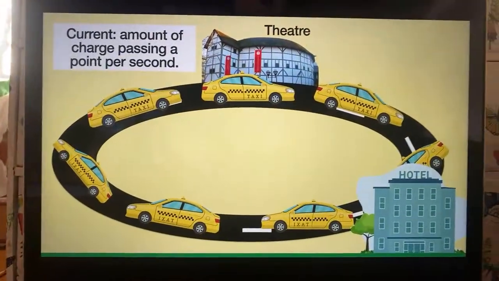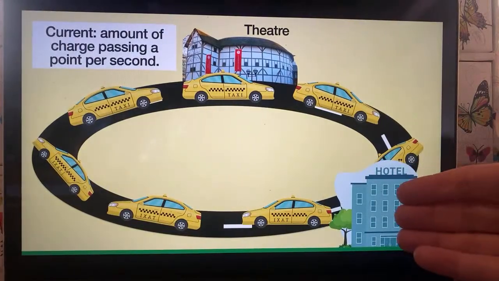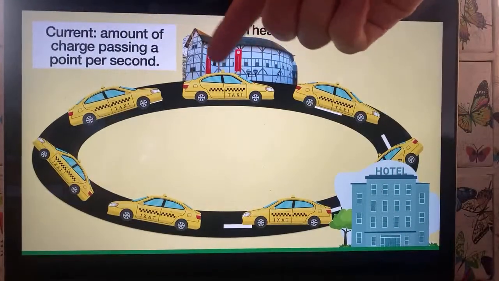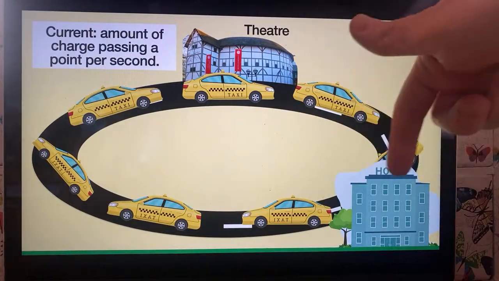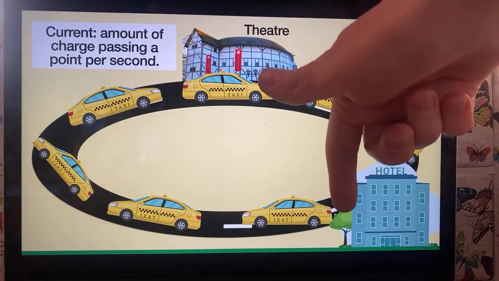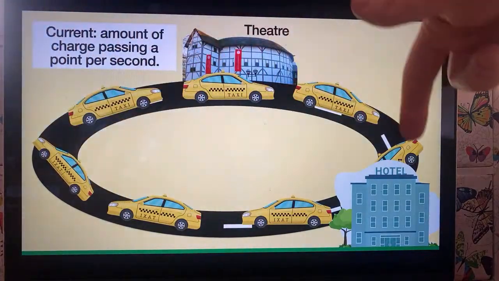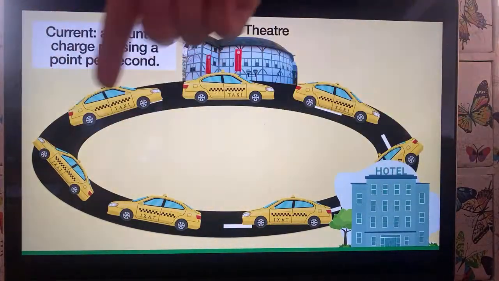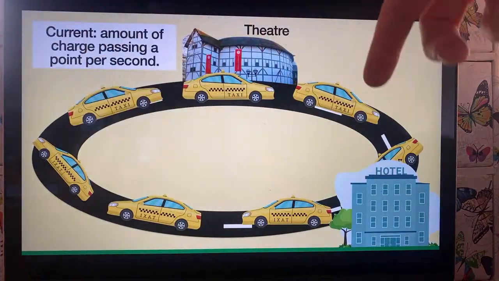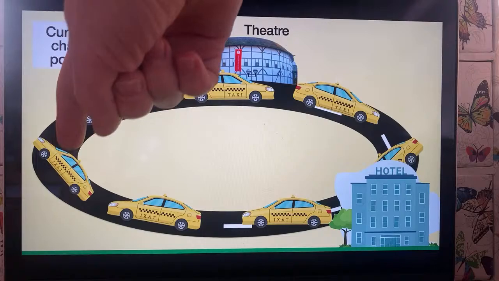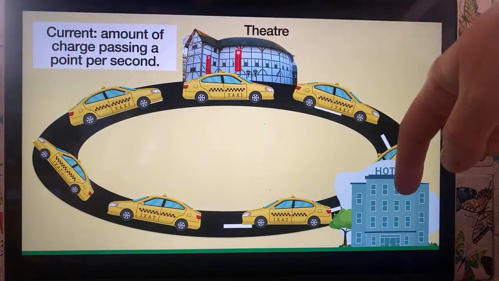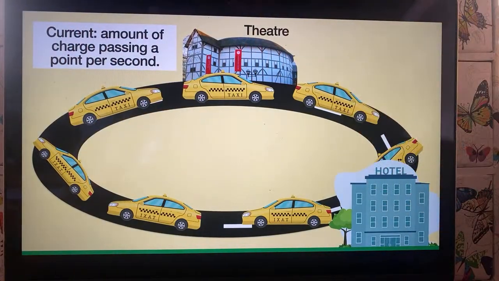So here we've got a model of a hotel with loads of people in it, and the Science Alliance are going to the Globe Theatre in London. They're American taxis because American taxis are prettier. But anyway, we've got a hotel here full of people. It's chock-a-block on this very neat circular road leading from the hotel to the theatre and back again. There's taxis nose to tail. The taxis are collecting people from the hotel, driving them slowly to the theatre, dropping them off, and then going back for more people.